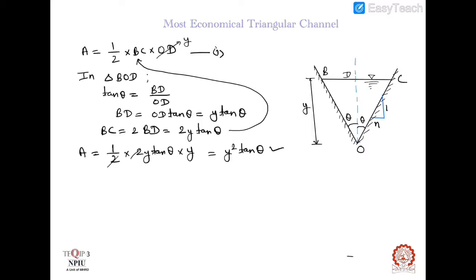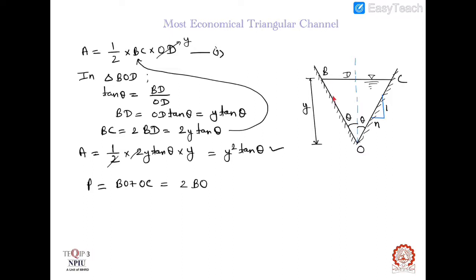Now come to perimeter. What is perimeter? This is the length of the boundary of channel which is in contact with water. So what is the length of boundary which is in contact with water in this triangular channel? This is BO plus OC, or we can say 2 times of BO.